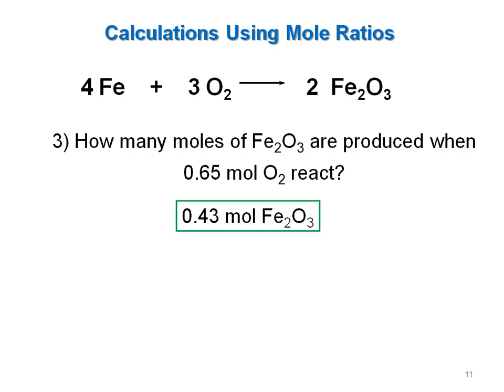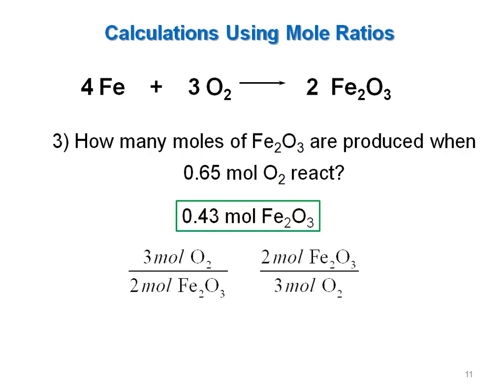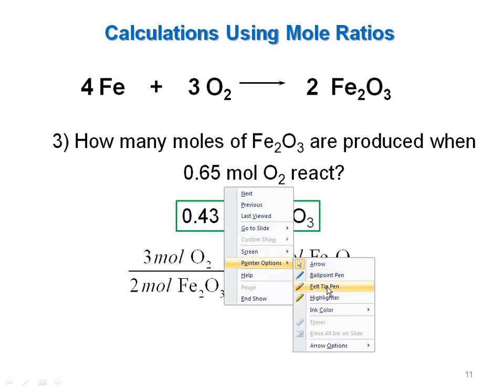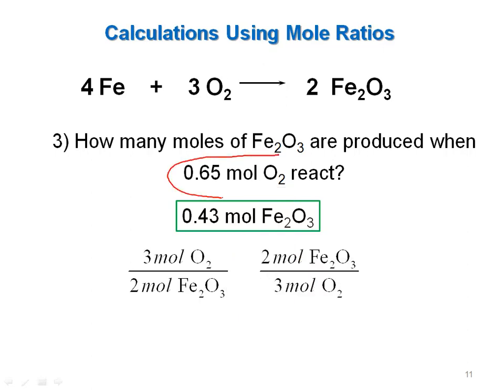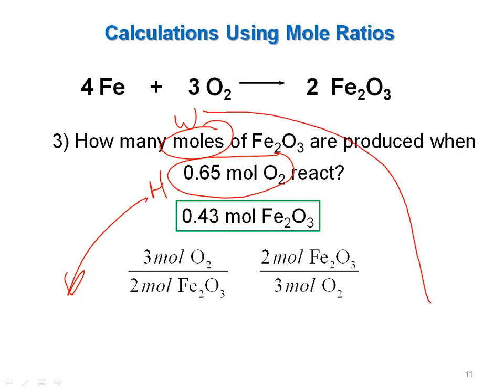So here we have 0.43 moles of Fe2O3. Here are our ratios. Either of these is just fine. What we have is right here, the 0.65 moles of O2. That's what we have, so always pay attention to that. And what we want is right here. What I want is there, what I have is here. So we plug that in down there. That's all you have to do every time.